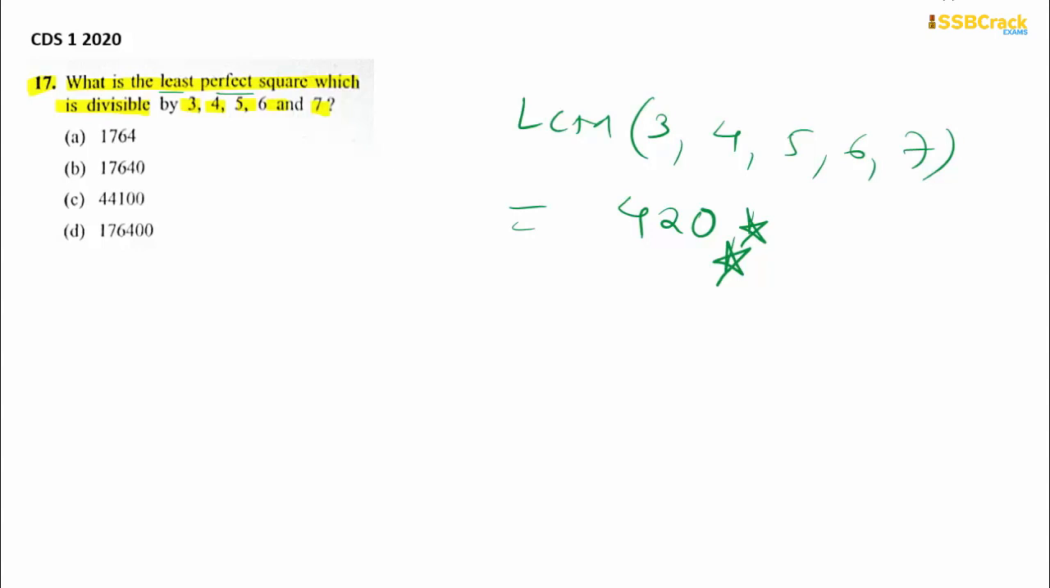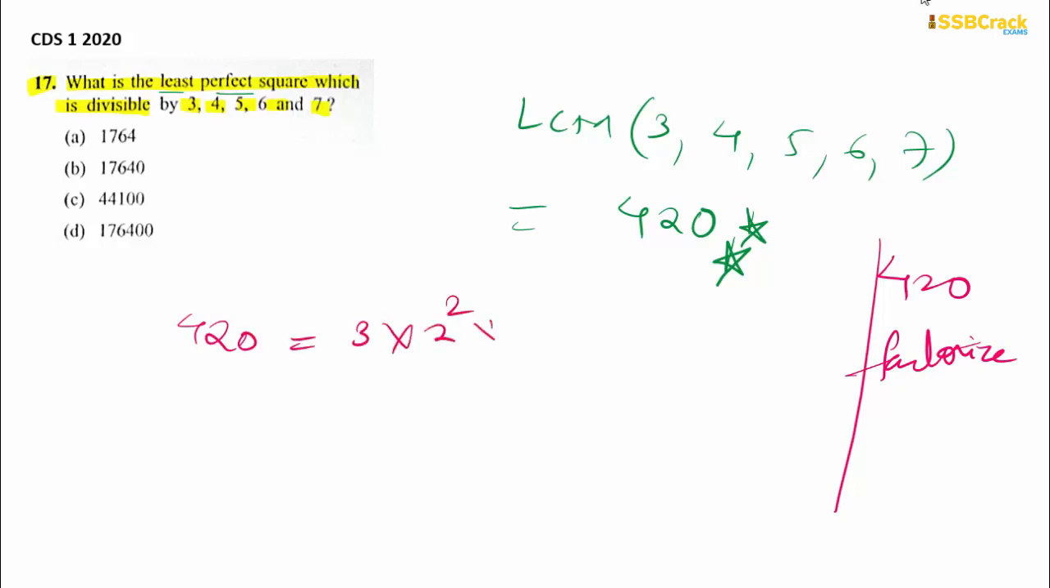Means आपको यही number 420 को least perfect square में convert करना था with the help of the factors. If you see the factorization of 420, right? If you factorize 420, you're going to have 420 equivalent to 3 into 2 square into 5 into 7.